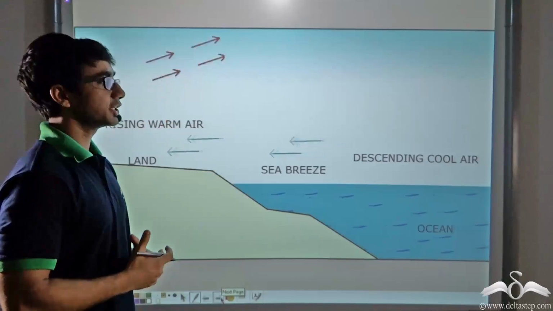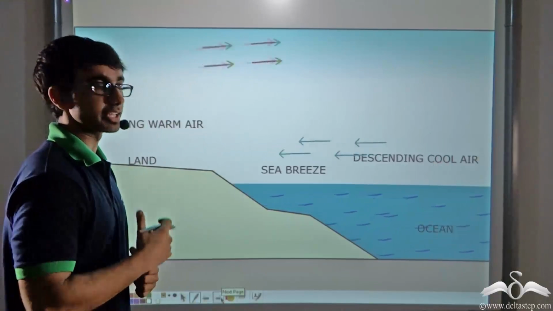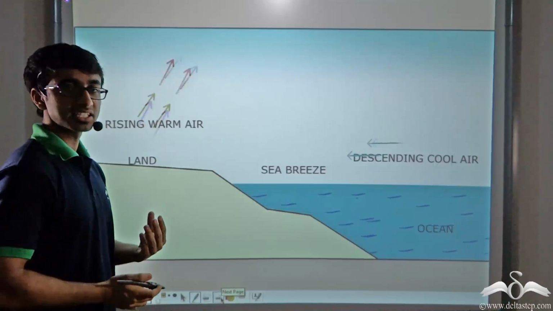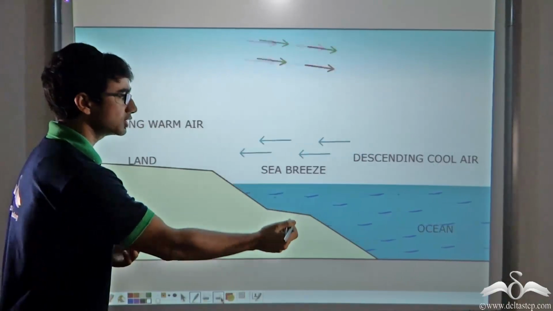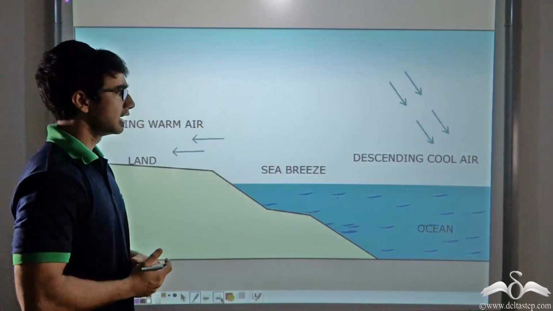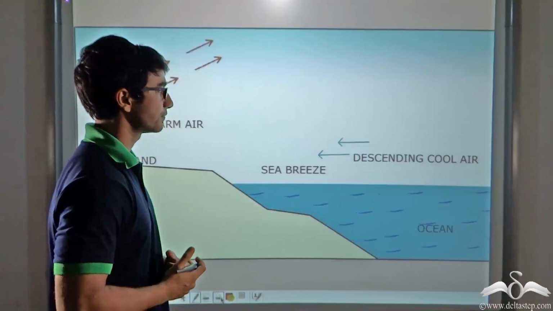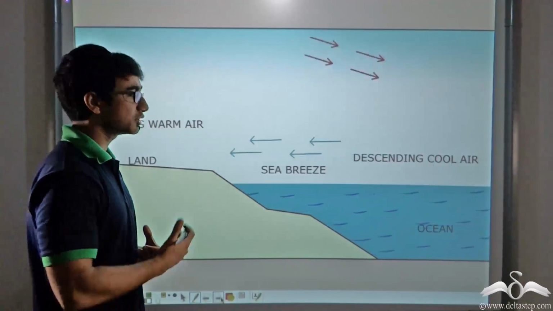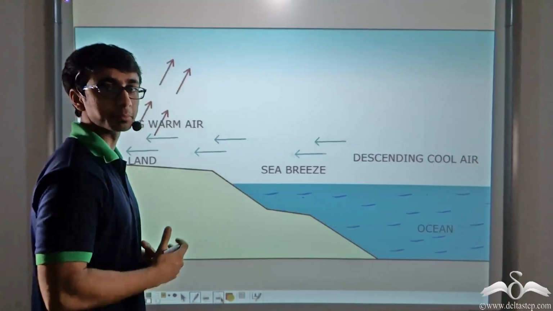Now consider the scenario which takes place during the morning. In the morning you can see that the direction of the breeze is from the sea, that is the ocean, to the land. Now this is known as a sea breeze. So let us find out during daytime what is the mechanism of sea breeze and why it is taking place.